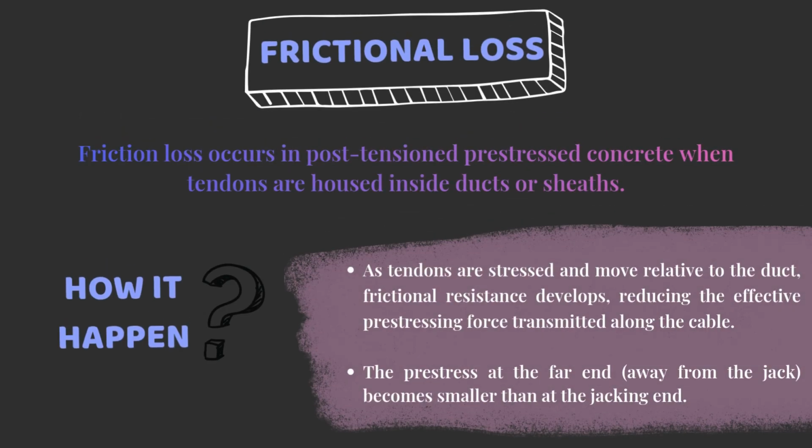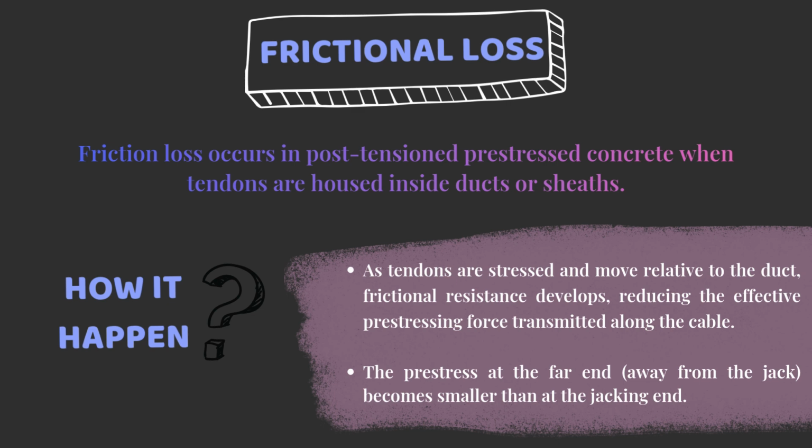Now let's take a look at one of the most important immediate losses in prestressed concrete, the loss due to friction. This type of loss happens mainly in the post-tension system, where steel tendons are placed inside ducts or sheaths that run through the concrete member.